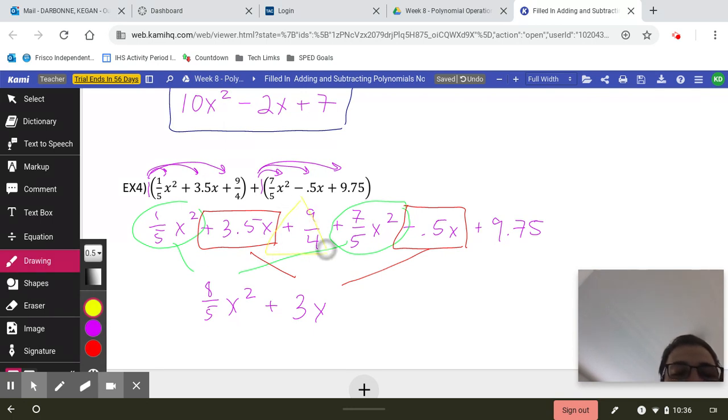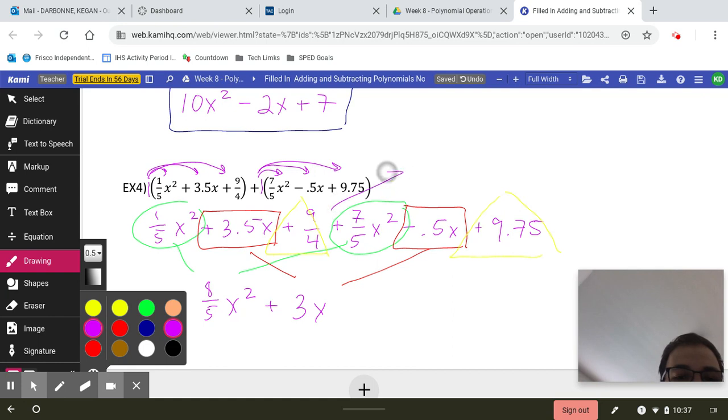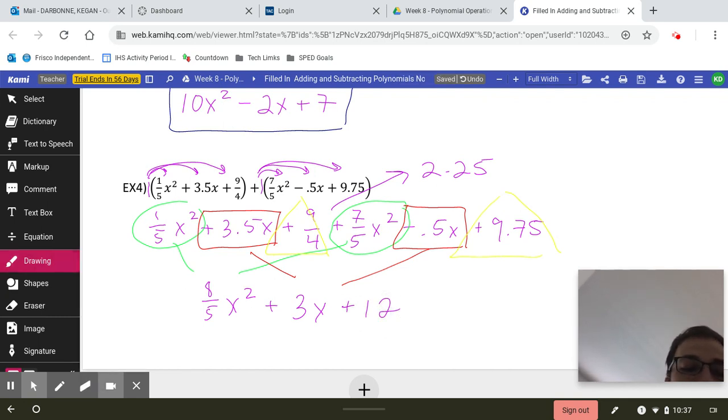And then last but not least, we have this positive 9/4 and positive 9.75. Now, I have a fraction and decimal. That doesn't help me much. If you have a calculator, you can add in a calculator. That will make your life a little easier. But we can also think of this 9/4 as 2.25 because 4/4 is 1, 8/4 is 2. So 9/4 is just 1 extra fourth than 2. So 0.25, which is where we get the 2.25. So 2.25 plus 9.75, that equals 12. So we get plus 12. And that would be our final answer.